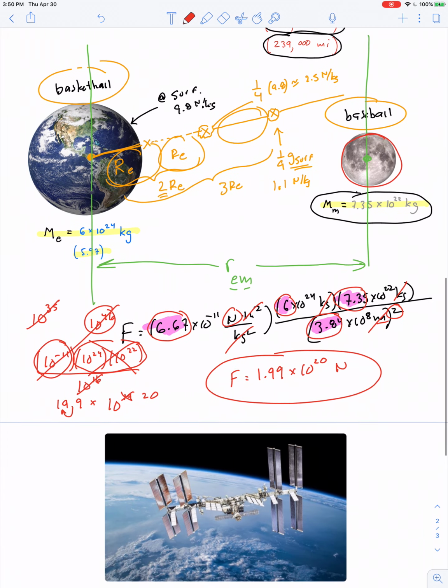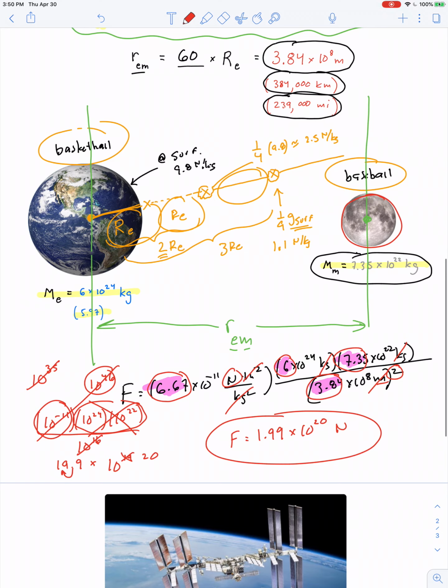So let's figure out what the acceleration is for the moon. Newton's second law of motion says acceleration is force divided by mass. So if we take a force of 1.99 times 10 to the 20th newtons and divide it by a mass of 7.35 times 10 to the 22nd kilograms, we don't get a very large acceleration. 1.99 times 10 to the 20th divided by 7.35 times 10 to the 22nd gives an acceleration of 0.0027 meters per second squared.